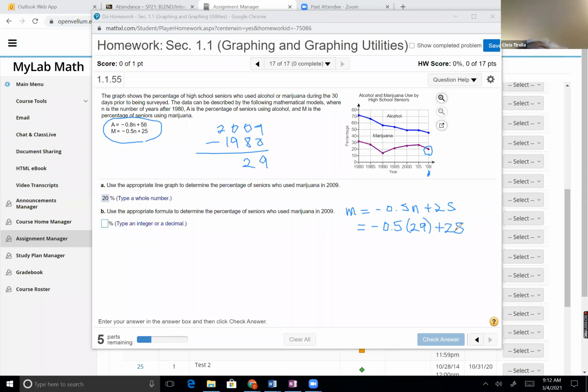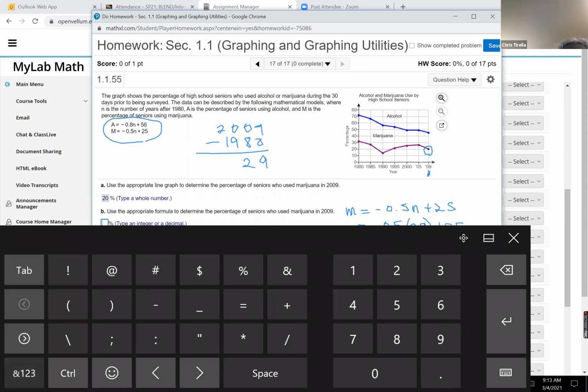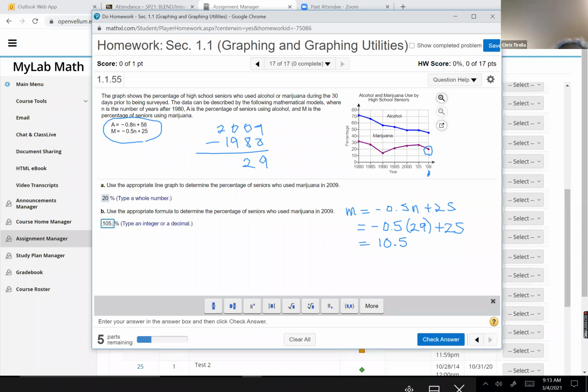I'm going to be lazy and not do that multiplication in my head, although I think that turns out to be something like 10.5, but let me just double check to be sure. Negative 0.5 times 29 plus 25 gives me 10.5. I was off. And so the answer here is 10.5. So first they want you to use the graph, then they want you to use the formula.